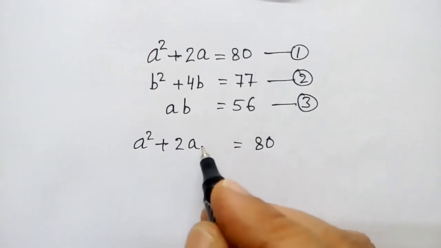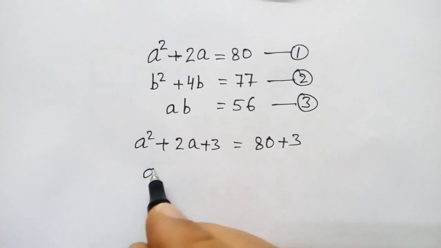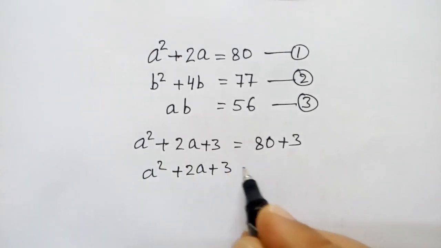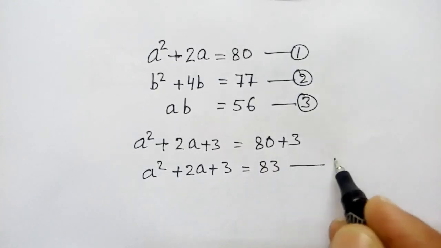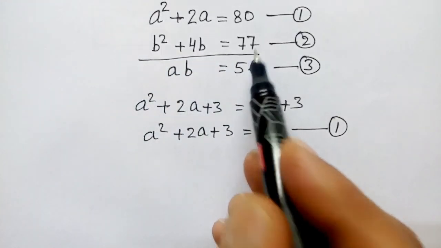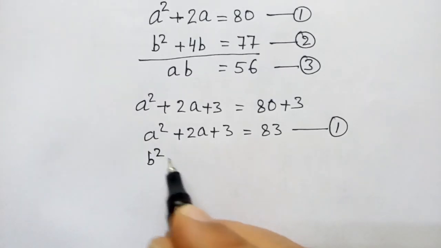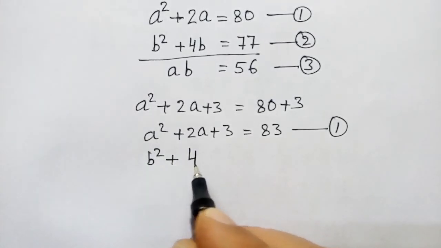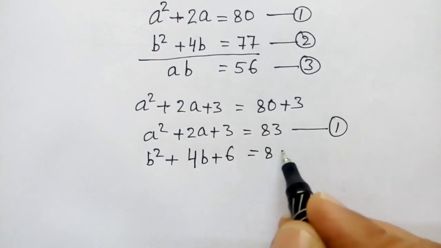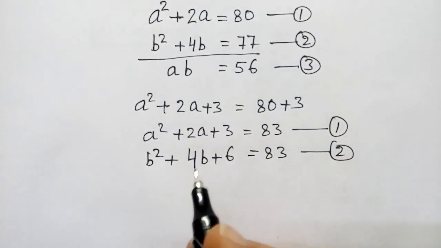If we add 3 on both the sides, we get a square plus 2a plus 3 is equal to 83, equation first, right? And in the same way, if we add 6 on both the sides of equation second, we get b square plus 4b plus 6 is equal to 83, equation second, right? We are adding 6 on both the sides.